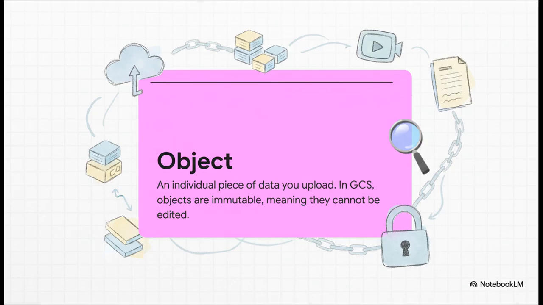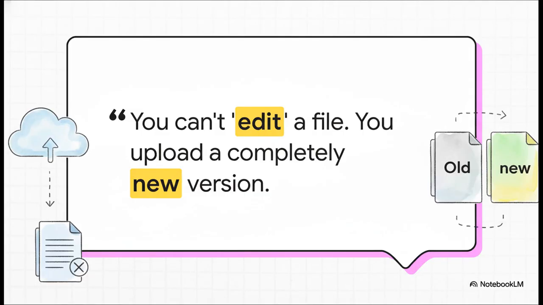But here is the single biggest difference from a normal file system. Objects in GCS are immutable. And that just means they cannot be changed, period. This idea is so simple, but it's also incredibly profound. You never edit an object. If you need to make a change, you upload a completely new version that just replaces the old one. The original object itself is never actually modified.